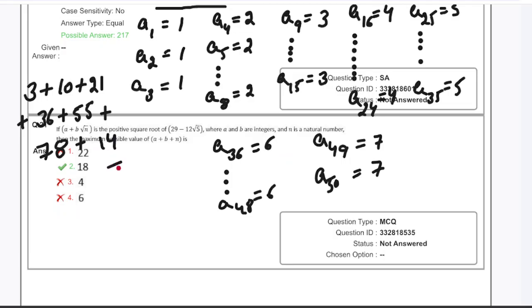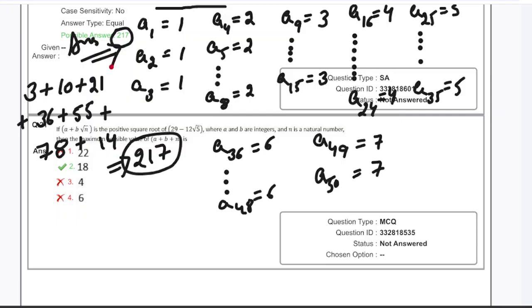Now, if I add all these numbers, we're going to get 3 and 10, 13, 21, 34, 34 and 36, 70, 70, 55, 125, 125 and 78, 203 and 14, 217. That is the answer we get. I believe quite easy, quite simple. This was quite doable. Now look at the next question.